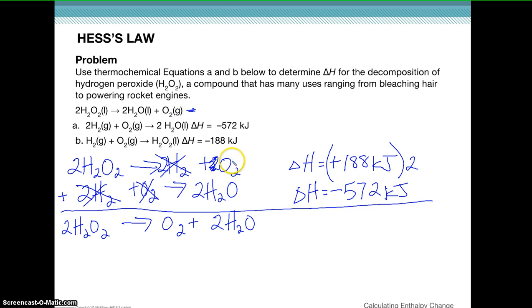So we were able to add these two together to get this, which means we add our kilojoules together as well. If we multiply 188 times 2 and then add it to negative 572, the delta H for the decomposition of hydrogen peroxide comes out to be negative 196 kilojoules. And that was what we were trying to find, the delta H for this decomposition reaction. So there you go. That's what Hess's law looks like.